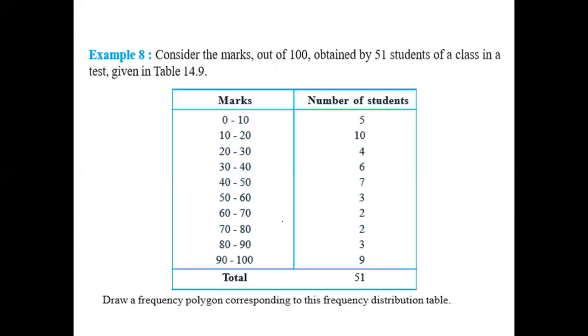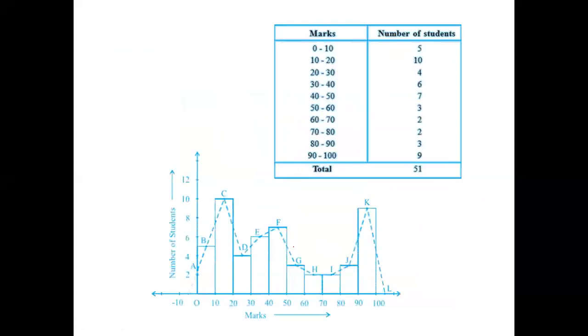So let us right away start with an example. Consider the marks out of 100 obtained by 51 students of a class in a test. These are the marks obtained by the students out of 100, and these are the number of students. So there are about 51 students in the class. The question is to draw a frequency polygon corresponding to the frequency distribution table. Let us start. This is the thing given.